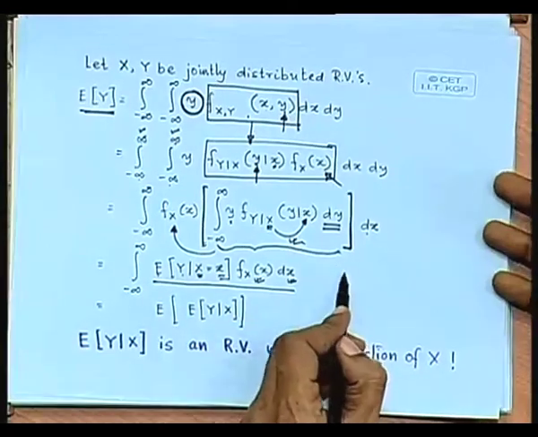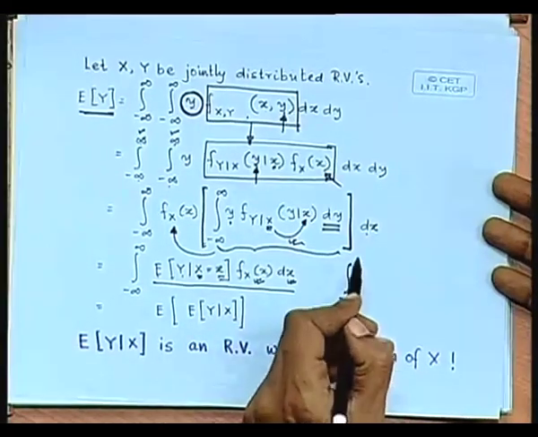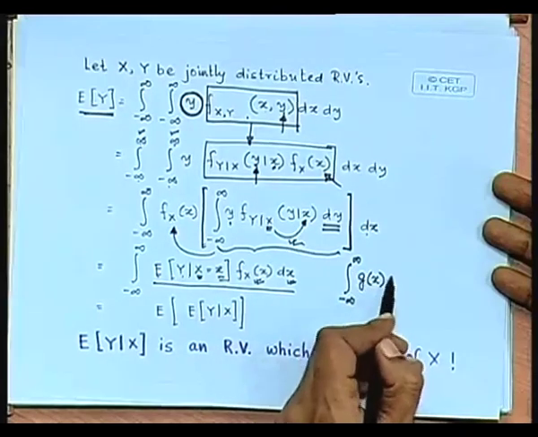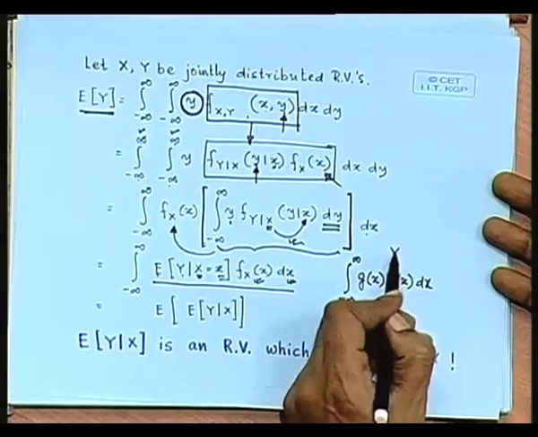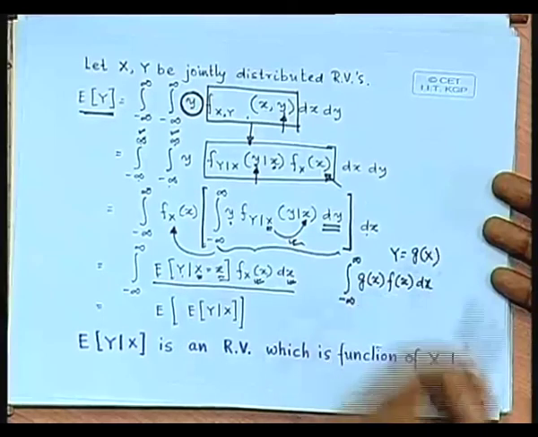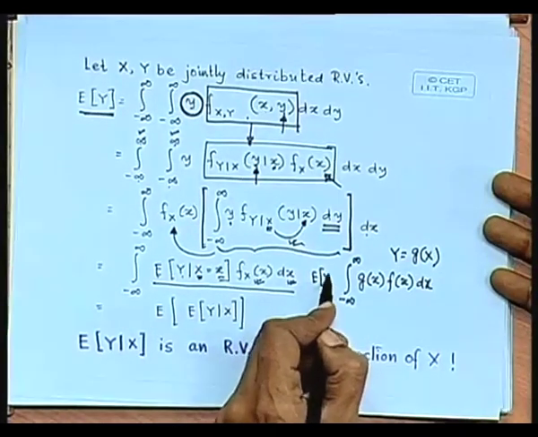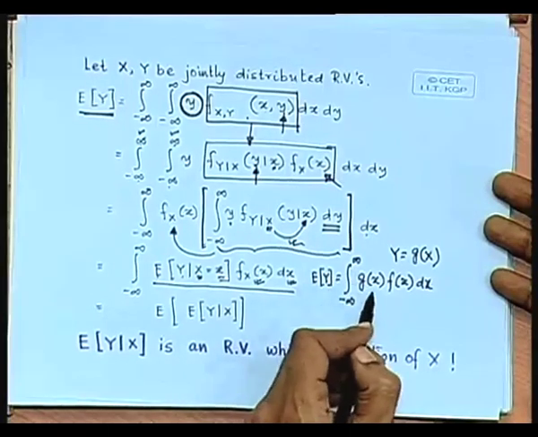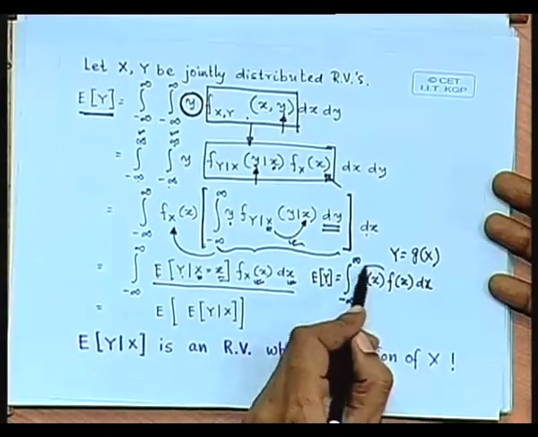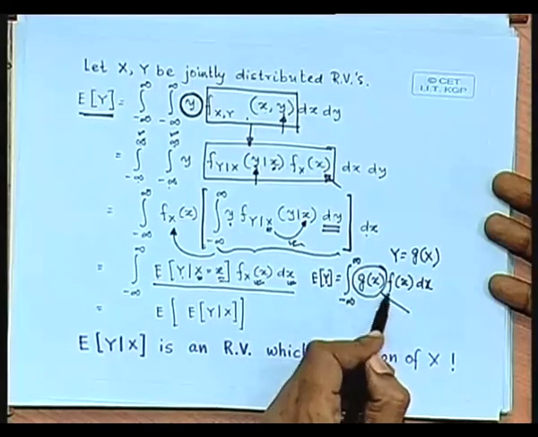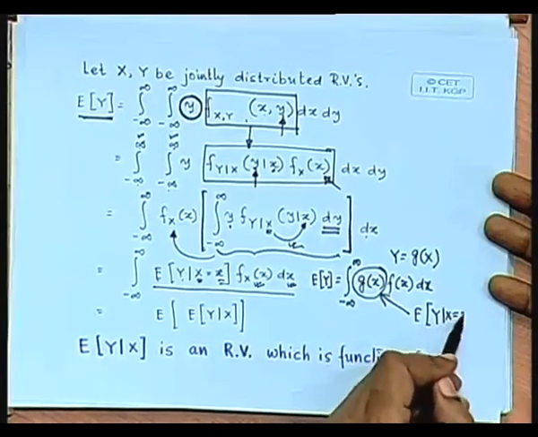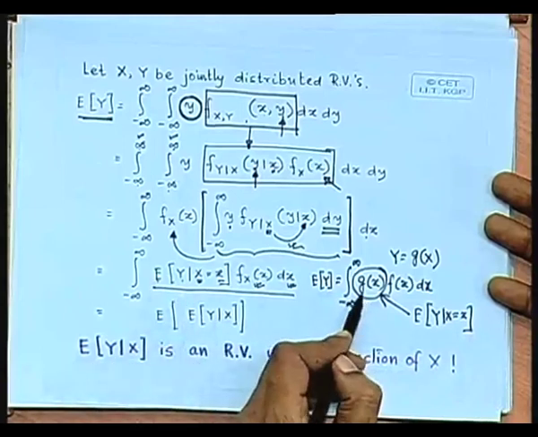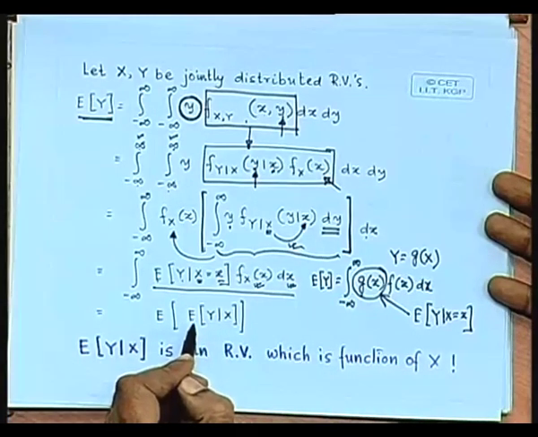This looks like, previously, the integral from minus infinity to infinity of g(x) f(x) dx. Remember that if y is equal to g(x), as we derived, then the expectation of y is equal to the integral from minus infinity to plus infinity of g(x) f(x) dx. Now, what is this g(x)? This g(x) itself is becoming the expectation of y given X equal to x. So, what is this g function? This g function is nothing but the expectation operator.